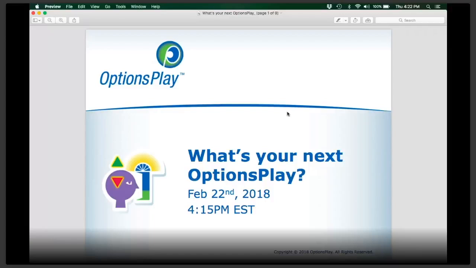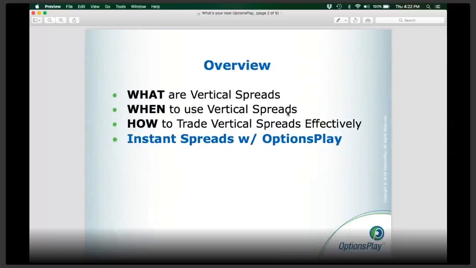Great. So let's just quickly jump into what we're talking about. I'm only going to spend about 15 minutes using these slides, maybe even a little less time than that. And then what I really want to do is spend the time using OptionsPlay to show you the difference between trading these different vertical spreads and how you can apply them appropriately for your accounts.